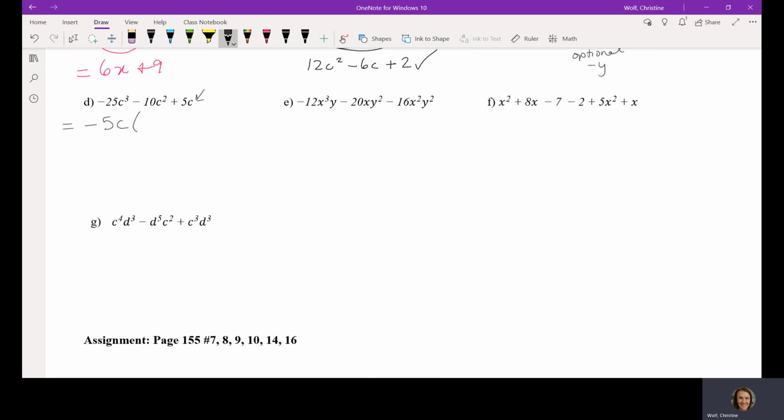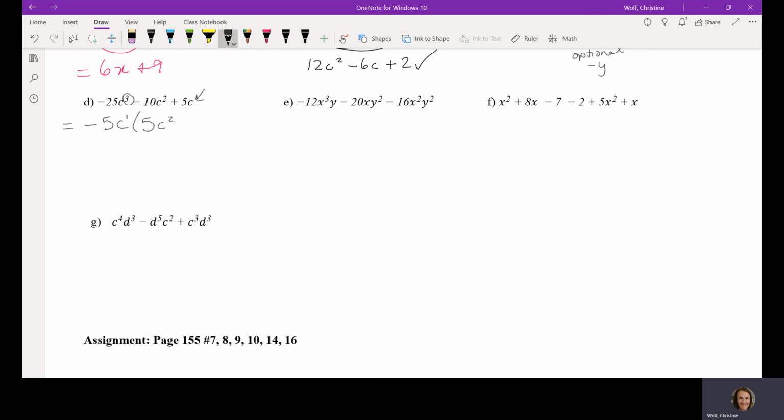Open up the bracket. Negative 25 divided by negative 5 is a positive 5. Okay, now this is where it's different. You have to listen carefully. You started with C to the 3, right? But we are taking out a C to the 1. So if you had C to the 3, but you took out C to the 1, you only have 2 left, right? So we're actually subtracting exponents now.